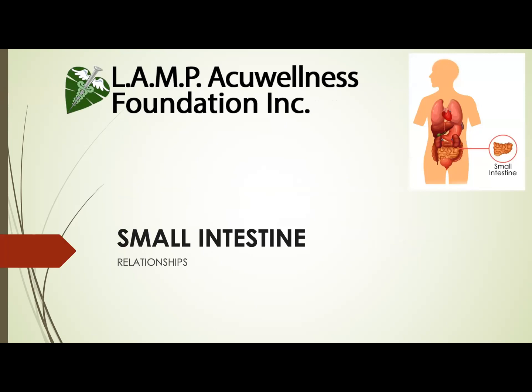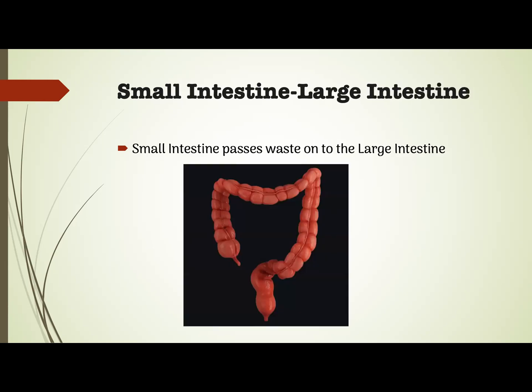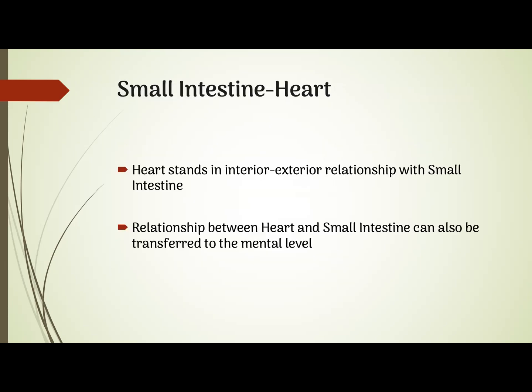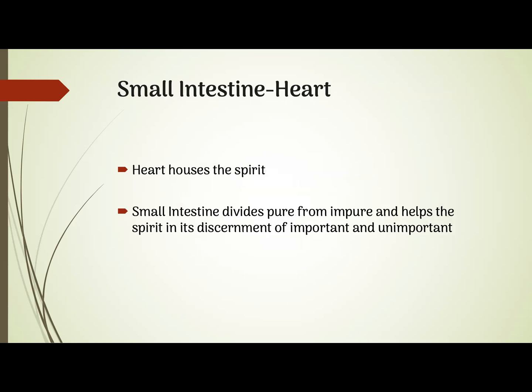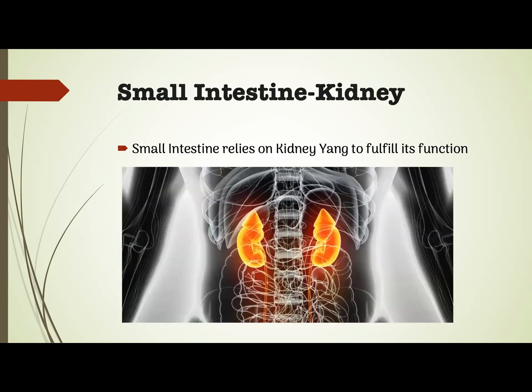Small intestine relationships. So, small intestine passes waste fluids onto the bladder. Small intestine passes waste onto the large intestine. The heart stands in interior-exterior relationship with small intestine. Relationship between heart and small intestine can also be transferred to the mental level. Heart houses the spirit. Small intestine divides pure from impure and helps the spirit in its discernment of important and unimportant. Heart fire on the physical level can move downward and affect the small intestine. Small intestine relies on kidney yang to fulfill its function.